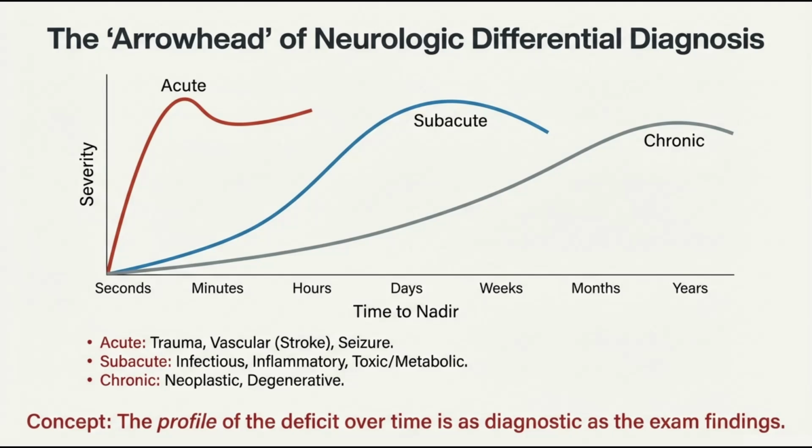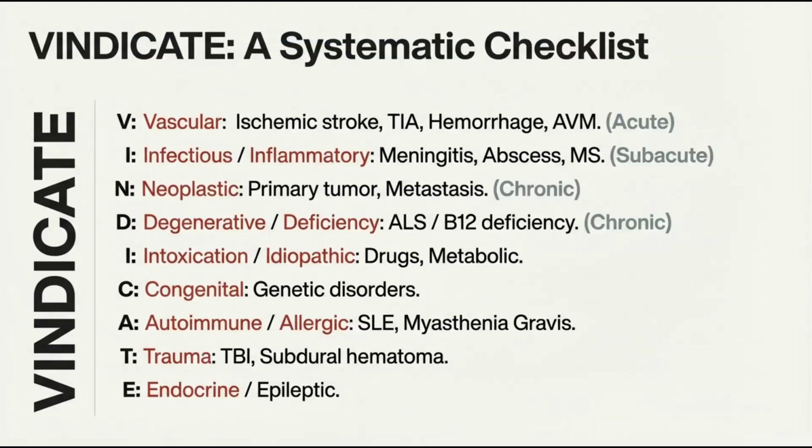It's incredibly powerful. Slide 13 introduces a mnemonic, VINDICATE. It looks like a checklist to make sure we don't suffer from premature closure. That's exactly what it is. It's so easy to get locked into one idea early on. VINDICATE forces you to widen the aperture and consider everything. So what does it stand for?